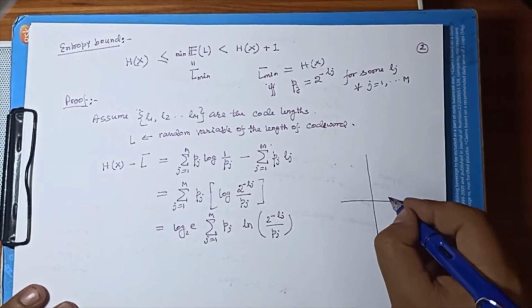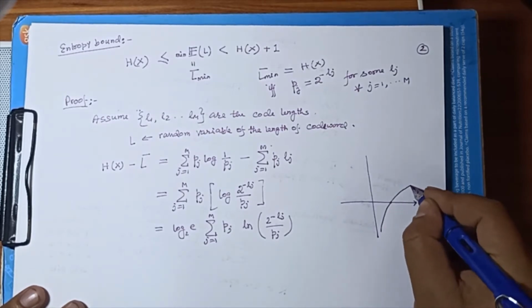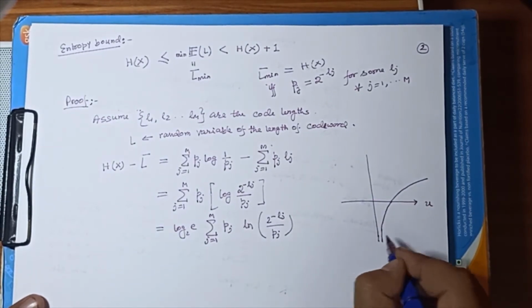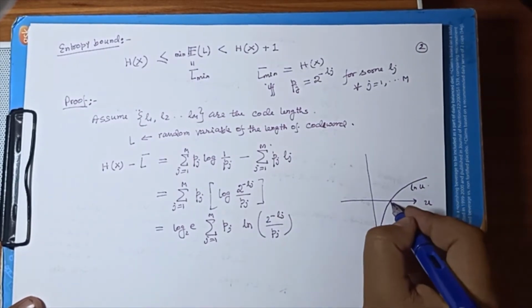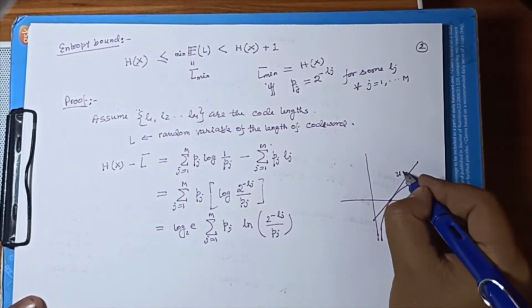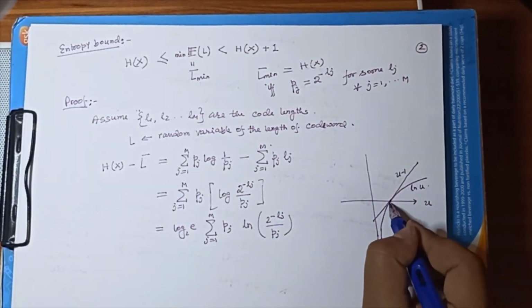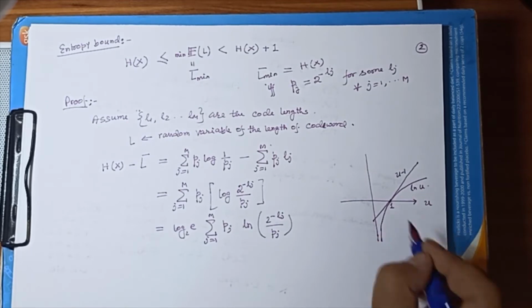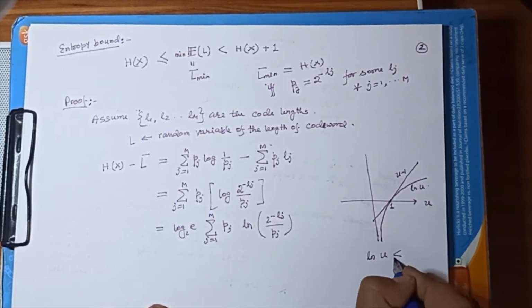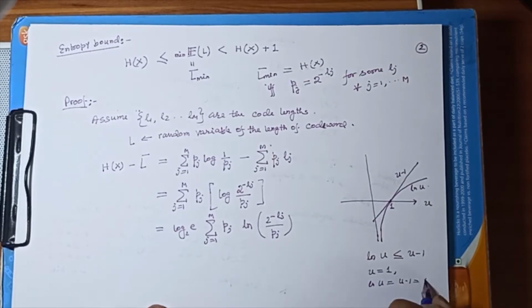So the natural logarithm is like this. This is say u, and that's the curve of natural logarithm, ln u. And if I plot a straight line at this point, the straight line is say u minus 1. So you can see that ln u is always less than or equal to u minus 1, and the equality arrives only when u is equal to 1, where ln u is equal to u minus 1 is equal to 0. Isn't it? So this inequality we will use here.